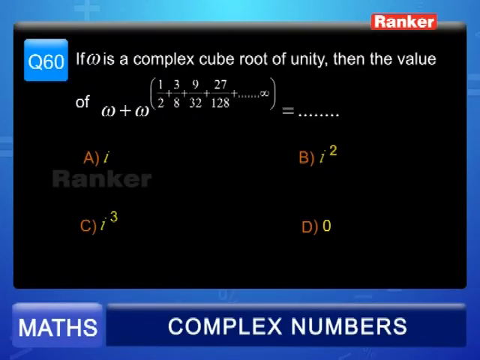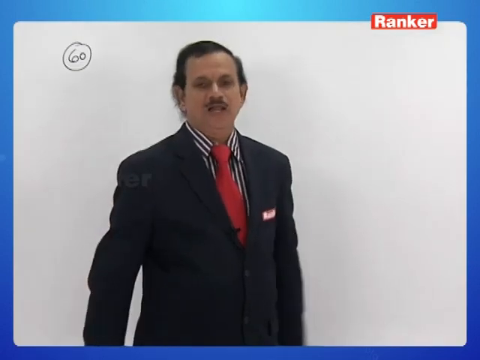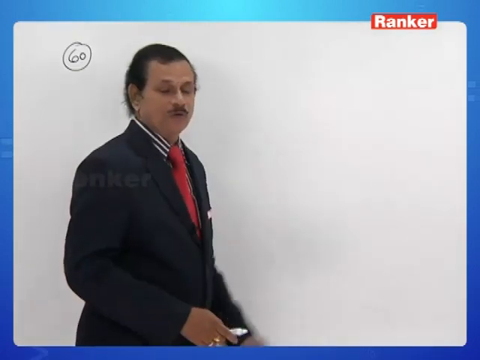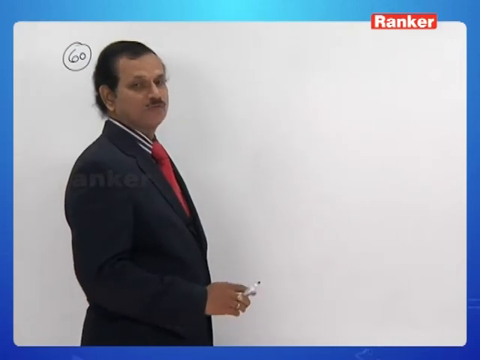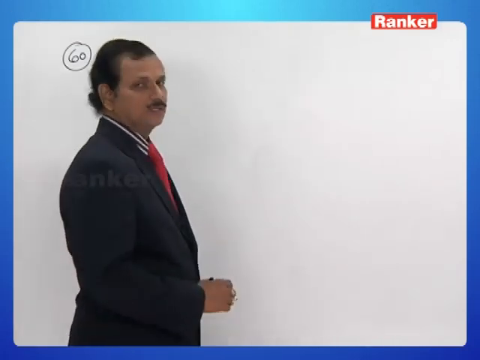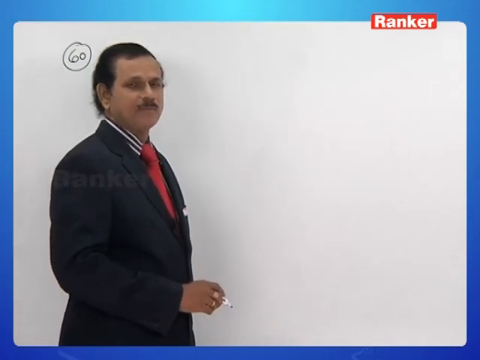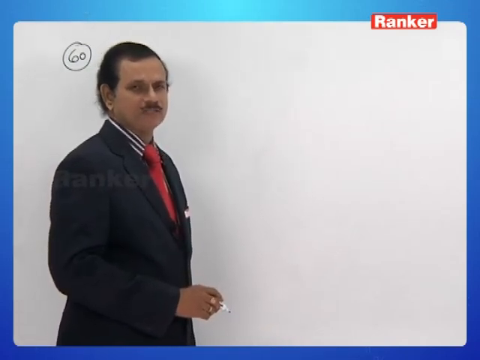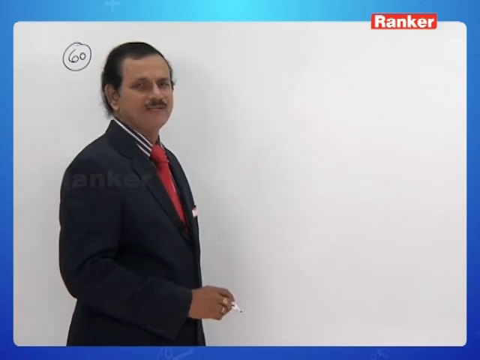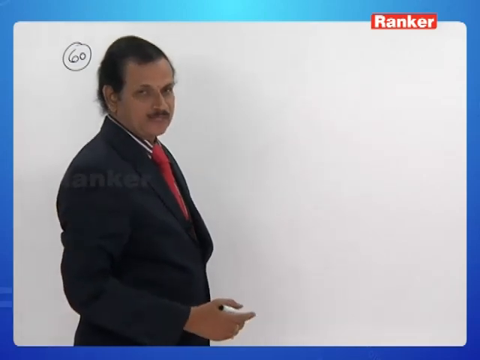The first option, option A, is i square, i cube and 0. They are the options. Let us now get it simplified. What is omega? Complex cube root of unity. That is, you can use the properties of omega. That is 1 plus omega plus omega square is 0 and omega cube is 1. Let us simplify the given expression.